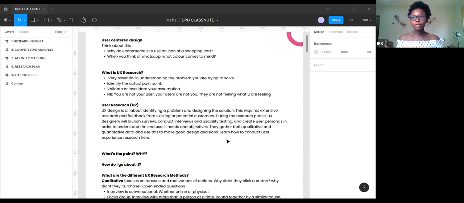And they know that, okay, so we need to do this for the user now. The user needs this. Oh, this would elevate the user experience. This will make our existing users keep using our app, and it will also help us onboard new customers and all that. Okay, so it's like the definition says, it requires extensive research and feedback from existing and potential customers.